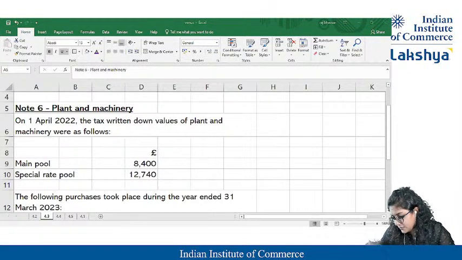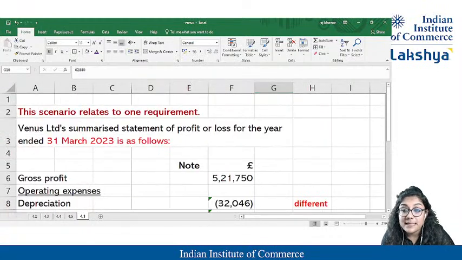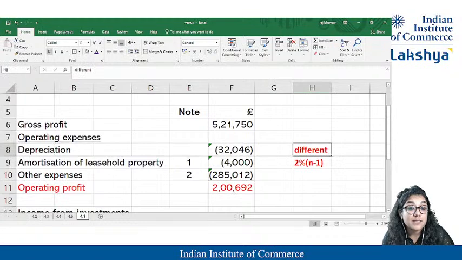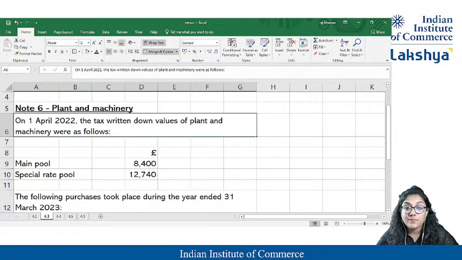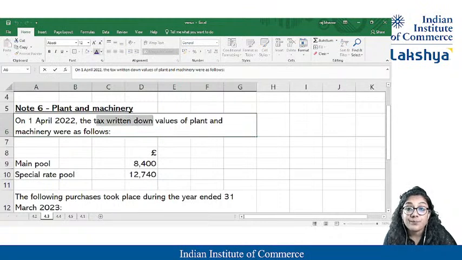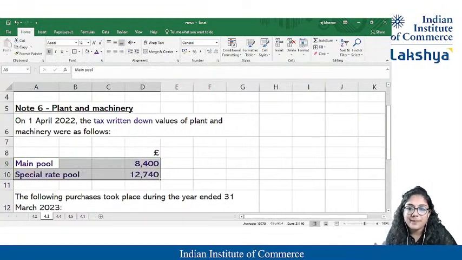Just a minute. I just need to figure out where I've written a lot many things for y'all, so that y'all also should get things on your hand. Okay. So chalo. On the plant and machinery, what is the depreciation they have charged? They have shown the depreciation of 32,046, which is different. Let's see what is the actual depreciation. On 1st April 2022, the WDVs are given, the tax written down values. Students, is this a carried forward situation? So there is a main pool and special pool, we know. That is available in the question.